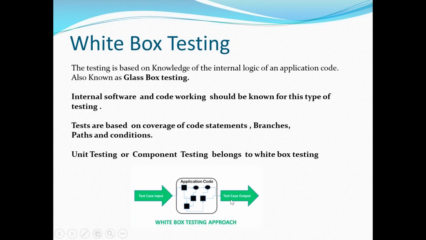Clear box means I'm able to see the code. So these all belong to what? Structural testing. Freshers, they might ask you what types of testing we have. They might ask you this question. So you can say that there are two types of testing. One is structural testing. The structural testing is done by developers because they know the internal logic of the code.